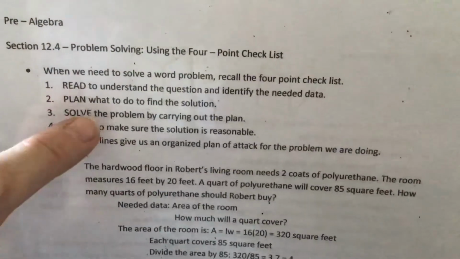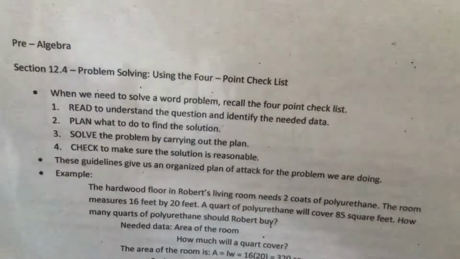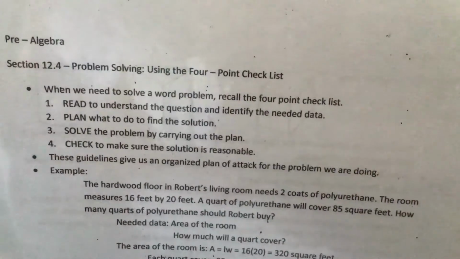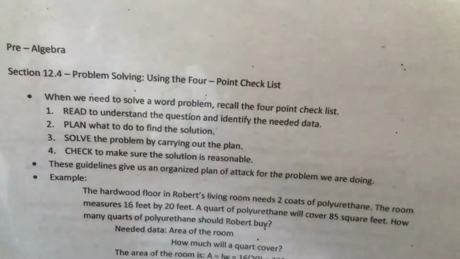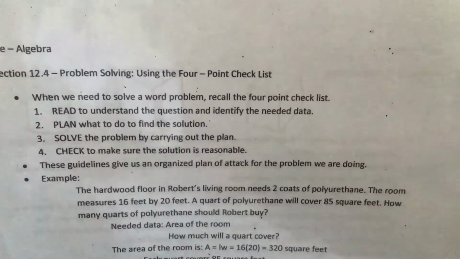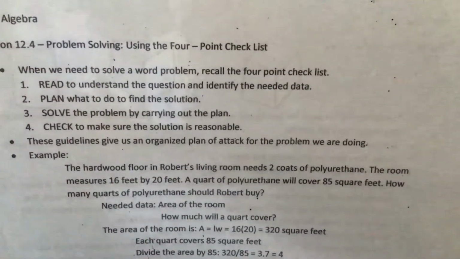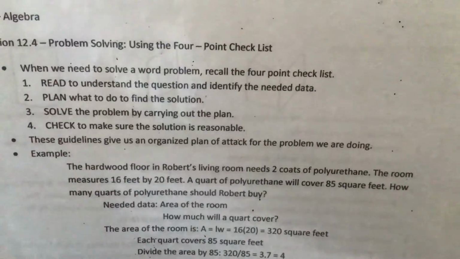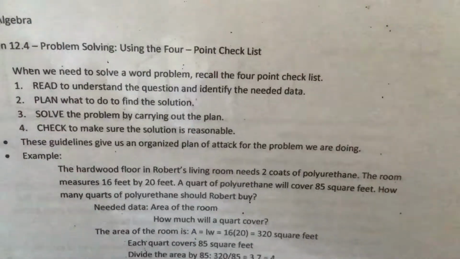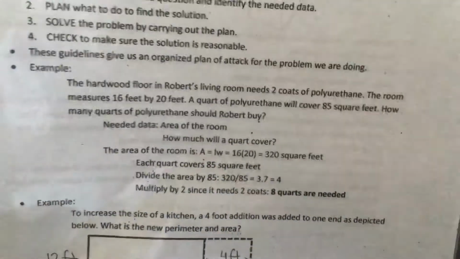So the 4 steps are the same. Read your problem, try to understand what they're asking you and identify what is needed, because sometimes there's stuff you don't need in there. Then write a plan for what we are going to do to solve the problem. Then you can actually solve it by carrying out your plan. And finally, you can go back and check. Make sure it makes sense in the problem itself. So it's an organized plan of attack for problem solving, okay?